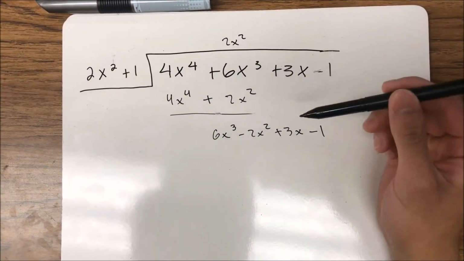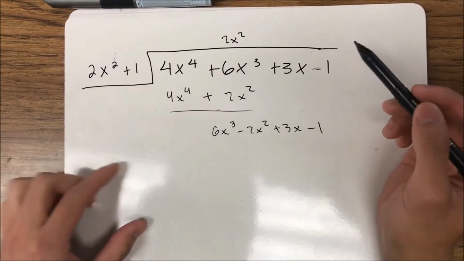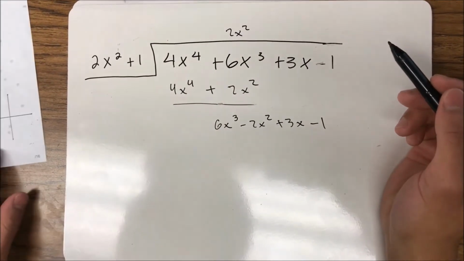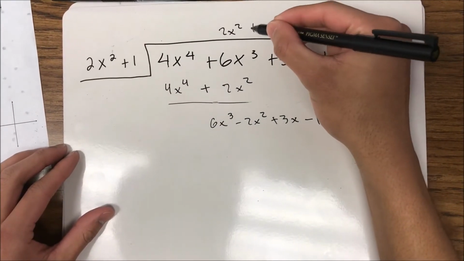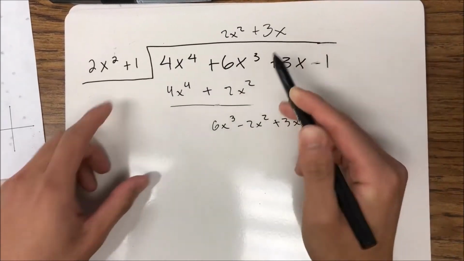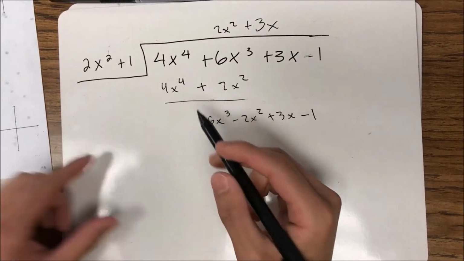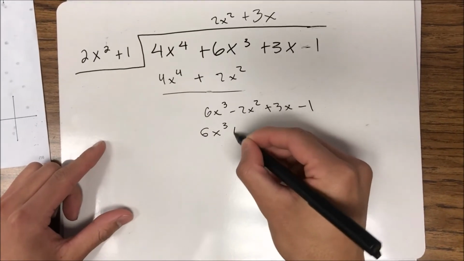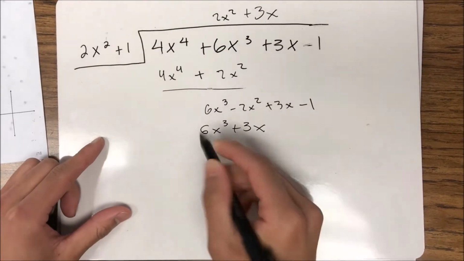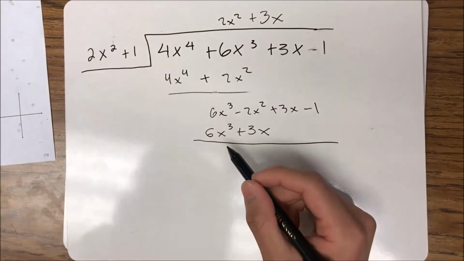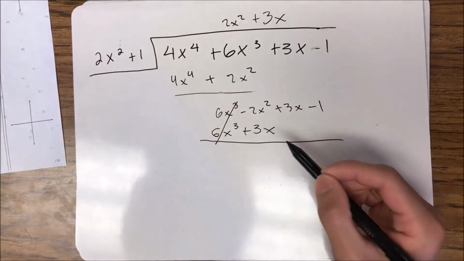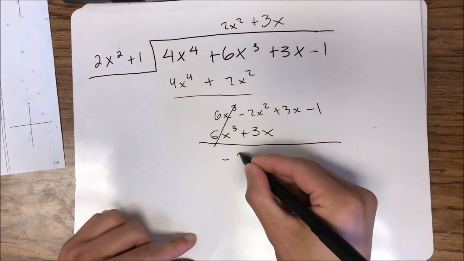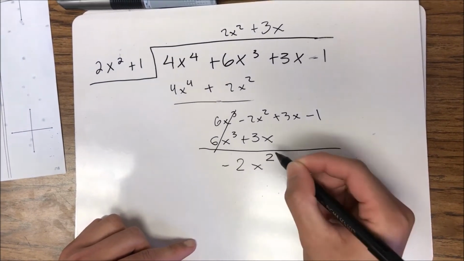Alright, I'm John Wall, and I will be finishing this problem. Okay, so to finish off this problem, you have to multiply by 3x. Okay, and then multiply it by this, which will give you 6x cubed plus 3x. Okay, and then you simplify it further after that. You cross that out. You end up with negative 2x squared minus 1.